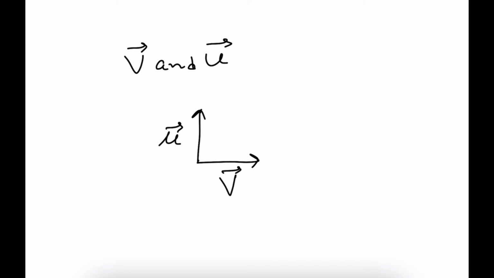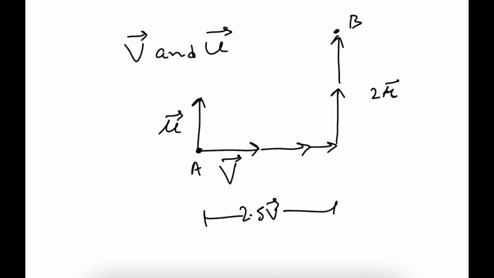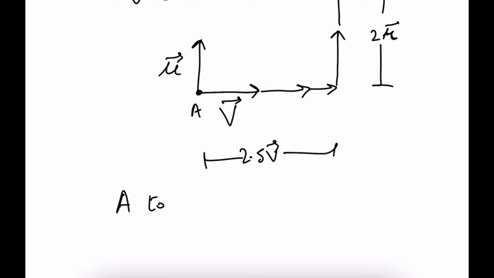So now, if I ask you that I need to get from this point A to some point B here, we can see that this is basically something like 2.5 v, and then roughly 2u, right? So to get from A to B, I will basically need 2.5 v plus 2u.